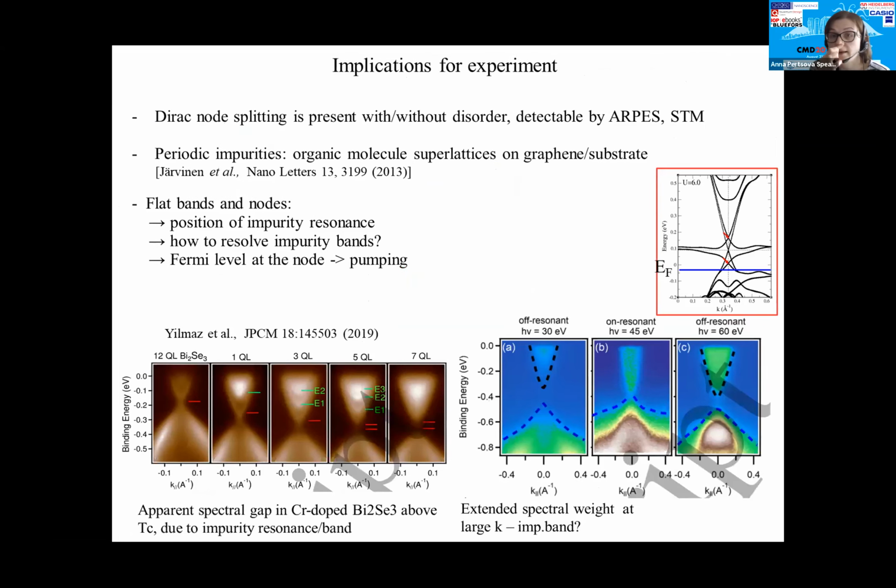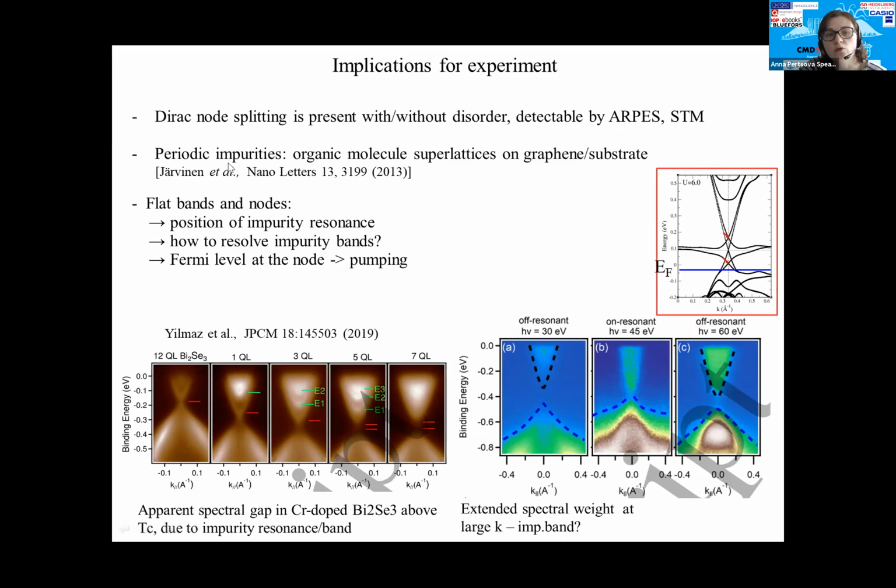Now, does it have any implications for experiment? Could these features be somehow detected in experiments? Well, of course, having a periodic arrangement of impurities is quite an artificial situation, especially for TIs. But as I showed you, this particular feature of the splitting of the Dirac node due to the impurity resonance is actually present regardless of whether we have an ordered lattice or a disordered lattice. So in principle, it should be accessible in ARPES or STM experiments.